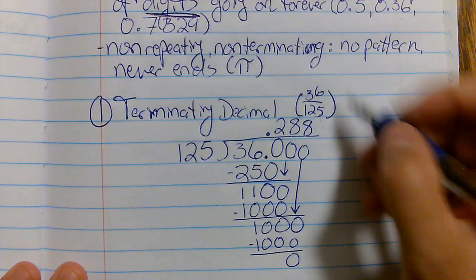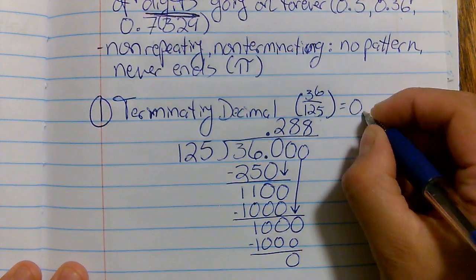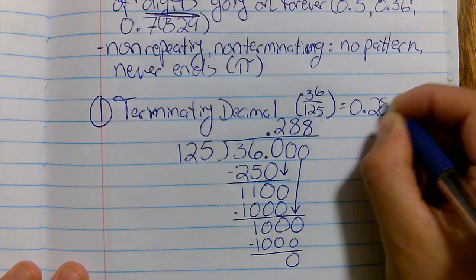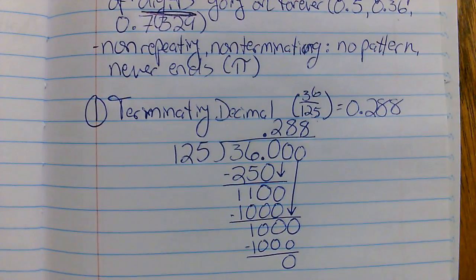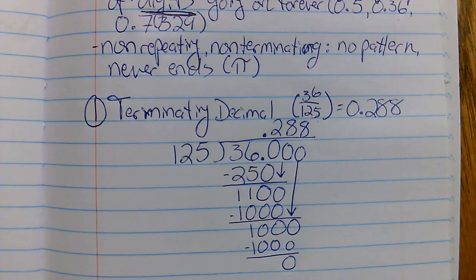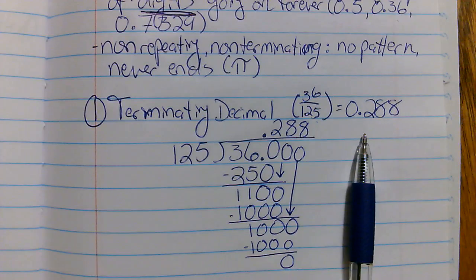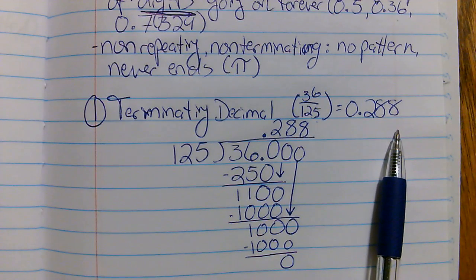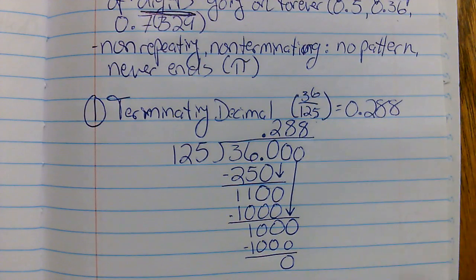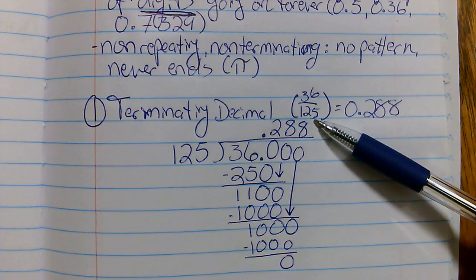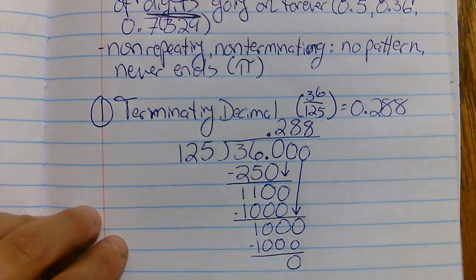So 36/125 as a decimal is going to be 288 thousandths. So this is an example of a terminating decimal. It did stop at one point. We also know that this happens to be a rational number because you can see it's already written like a fraction. So we're good to go.